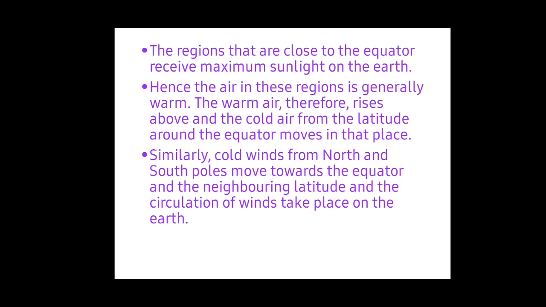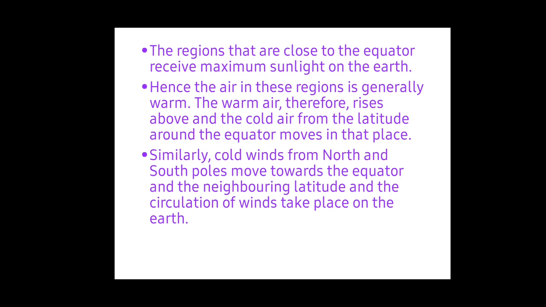The warm air therefore rises above and the cold air from the latitudes around the equator moves into that place. Similarly, cold winds from the north and south poles move towards the equator and the neighboring latitudes, and the circulation of wind takes place on earth. This is the first situation.